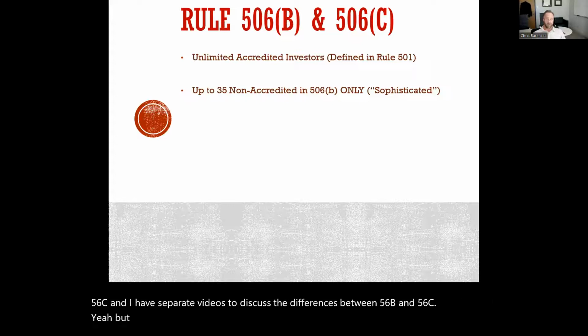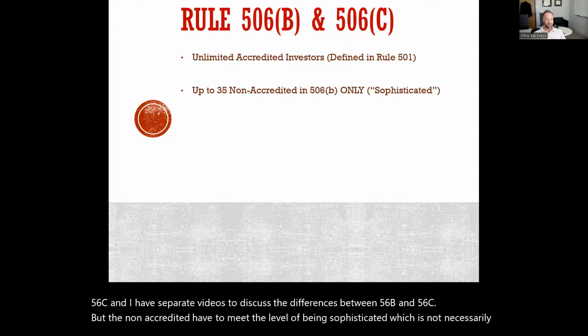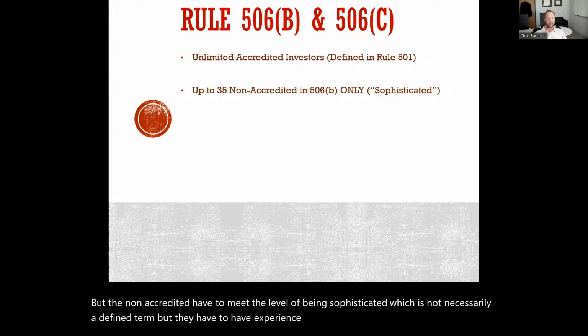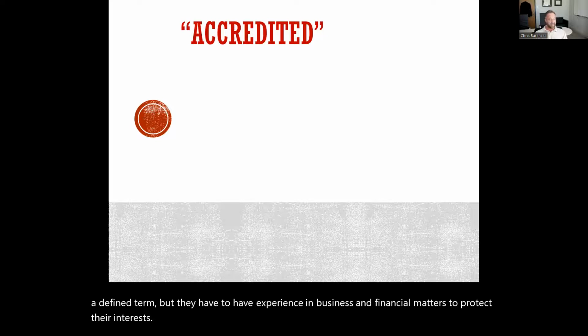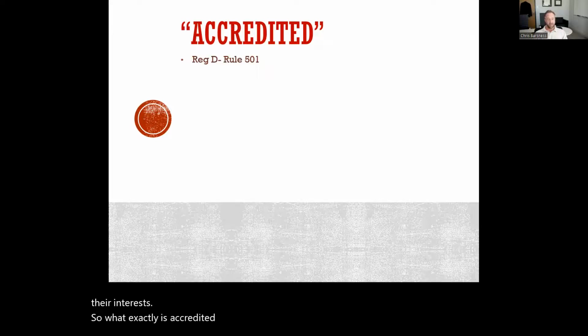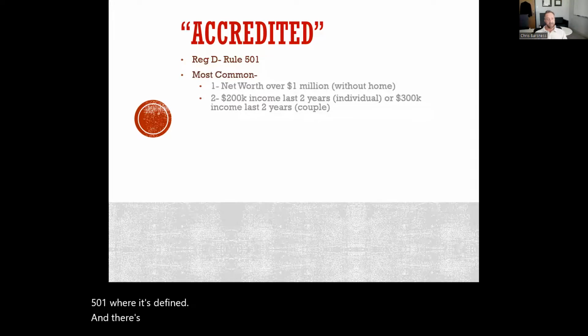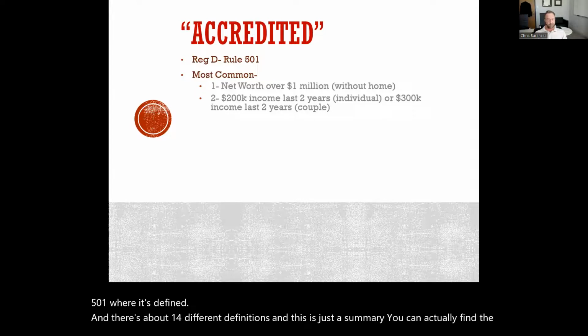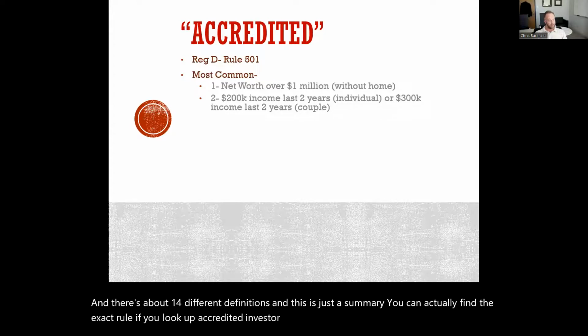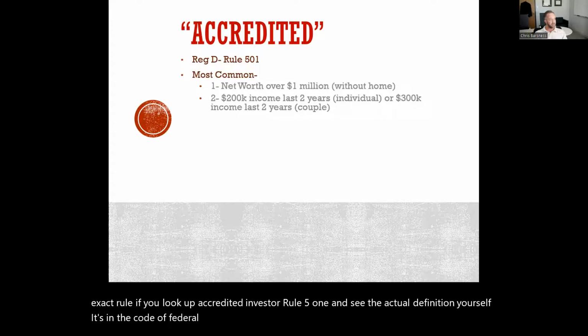But the non-accredited have to meet the level of being sophisticated, which is not necessarily a defined term, but they have to have experience in business and financial matters to protect their interests. So what exactly is accredited? The rule has changed over time, and it's in Reg D under Rule 501, where it's defined. And there's about 14 different definitions, and this is just a summary. You can actually find the exact rule if you look up accredited investor Rule 501 and see the actual definition yourself. It's in the Code of Federal Regulations.